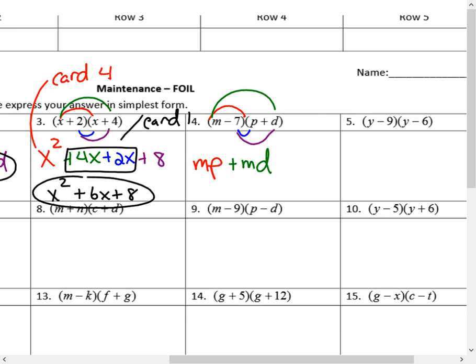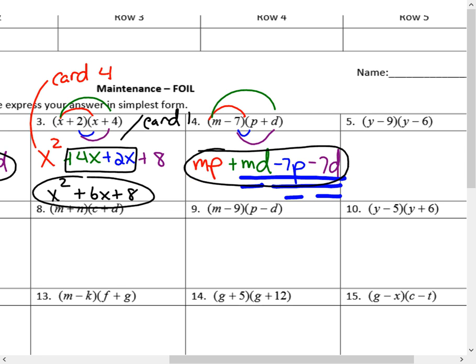Remember, every time you get a result, it will be positive or negative. Use that sign. You guys are showing a lot of growth this year with that. Negative 7 times p is negative 7p, and negative 7 times d is, in fact, negative 7d. We look to scan quickly. MP, there's no more MP terms. Similarly for MD, similarly for P and D, making this our final answer.